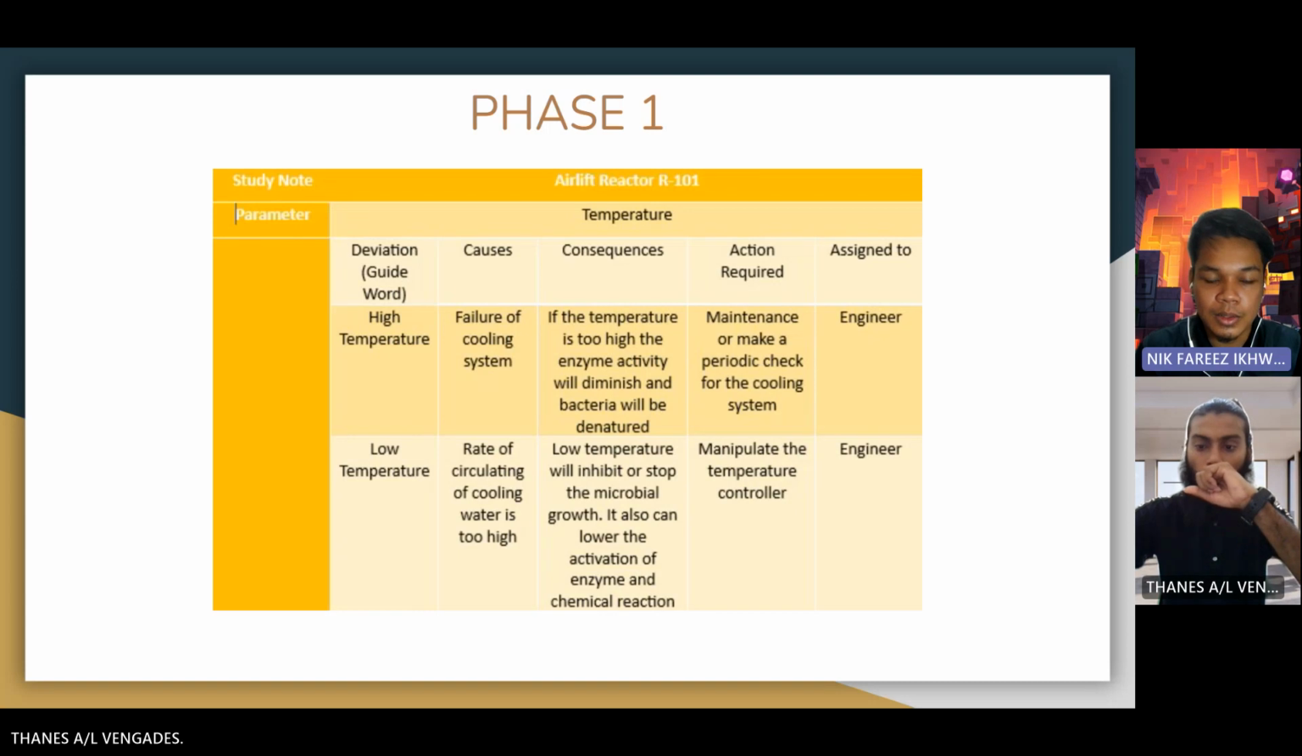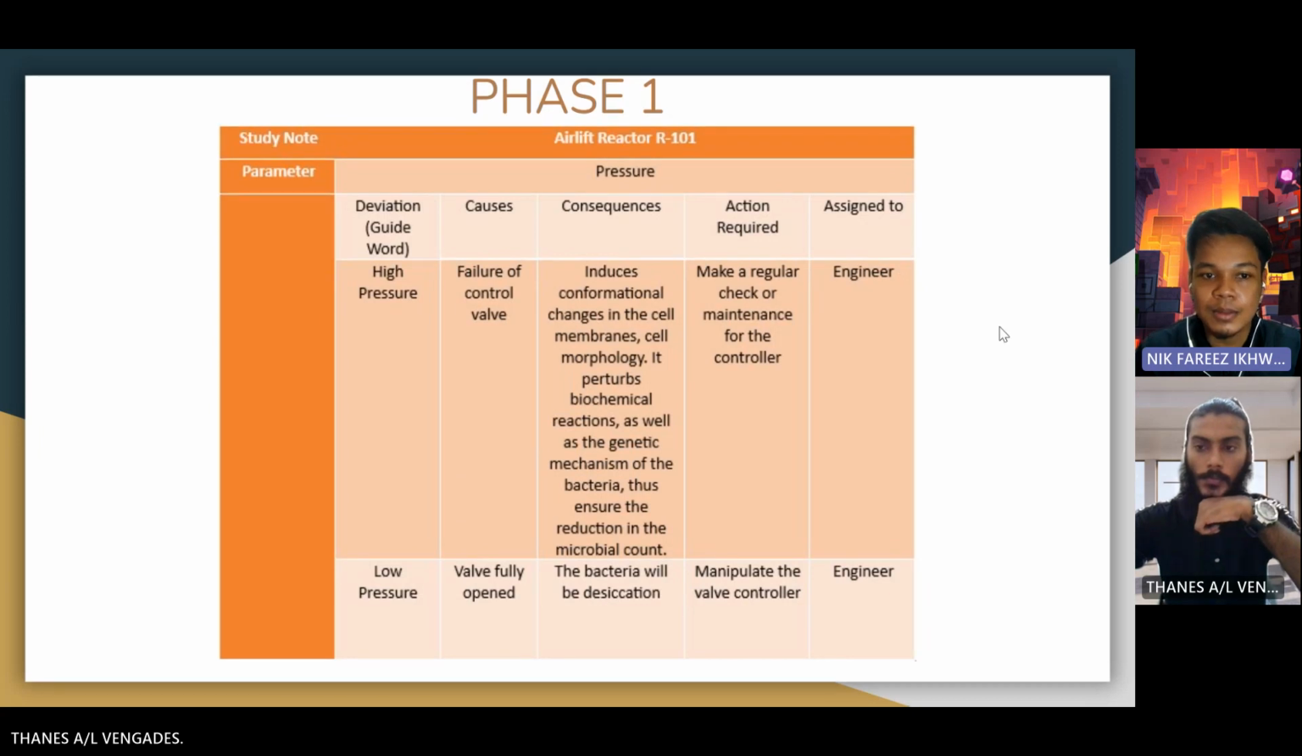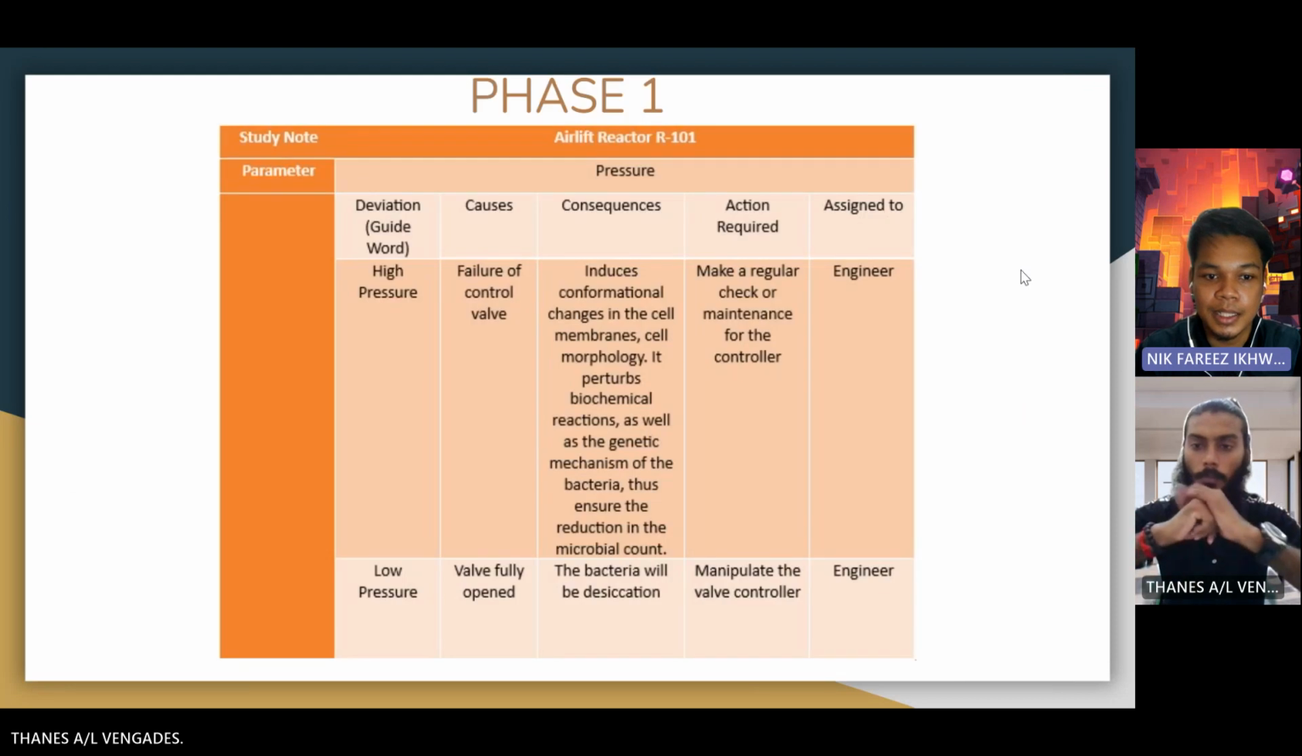This is also the same for the low temperature, which has the causes, consequences, and action required. Alright, next. And then the next parameter is the pressure. Pressure also has only two division guide words, which are high pressure and low pressure. For the causes, high pressure is from failure of control valve, and low pressure is from the valve fully open.